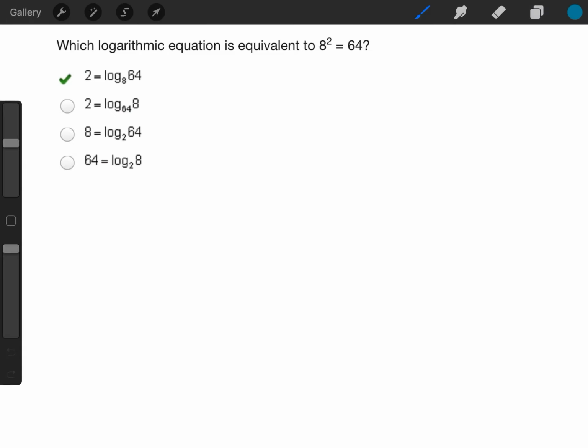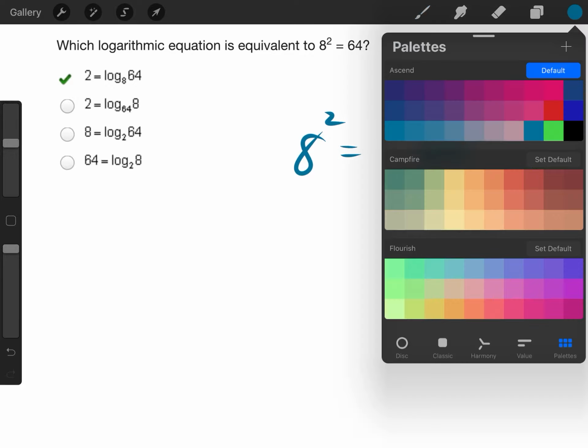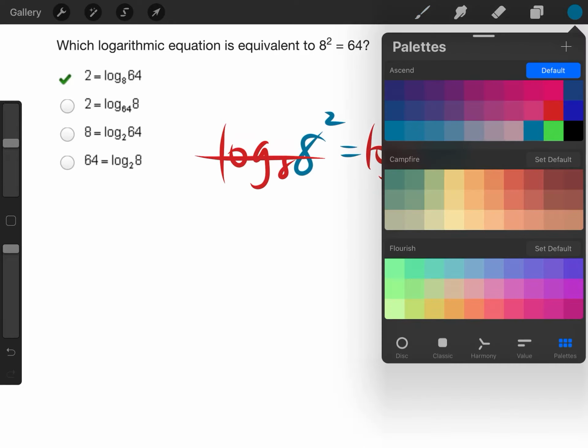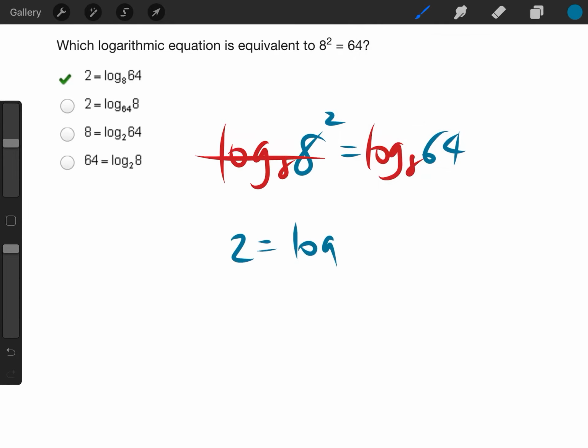Next one, which log equation is equivalent to that? Okay, that's another one where you don't have to solve for anything. What you need to do is identify what the base number is, which is 8, right? So put log base 8 on both sides. Okay, cancel out with the base 8. So you just have 2 equals log base 8 of 64. First one.